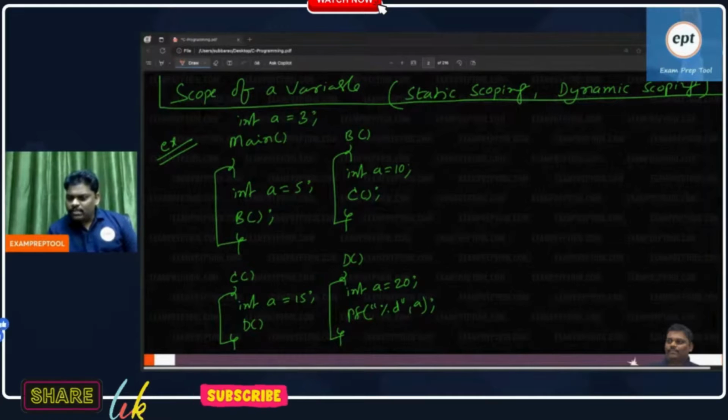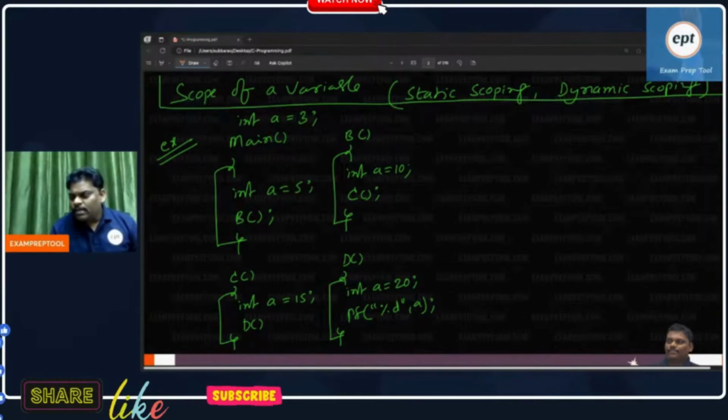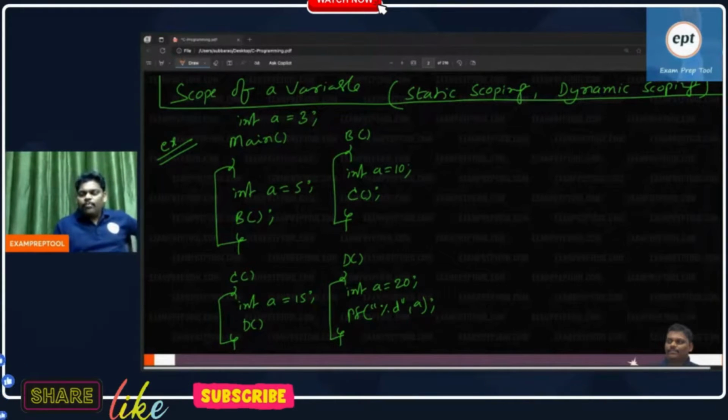Akshat is saying that A is local to D, therefore 20. Someone is saying like that. So I will give the answer. Everyone observe. Everyone is saying the answer is 20. Now listen, I'm going to give the answer.